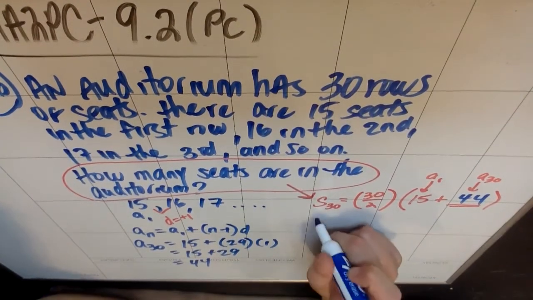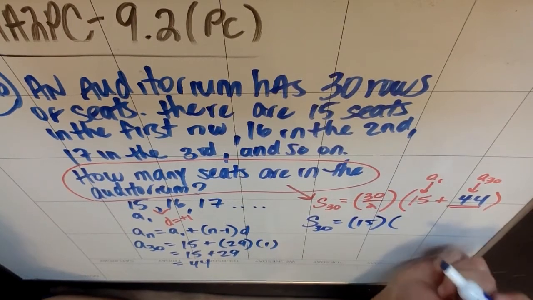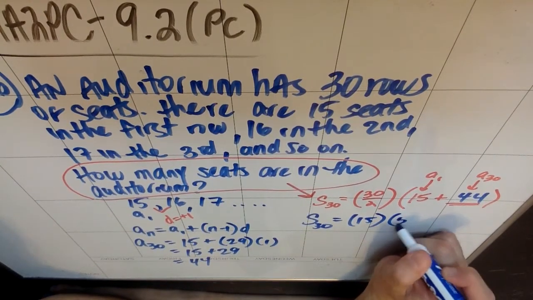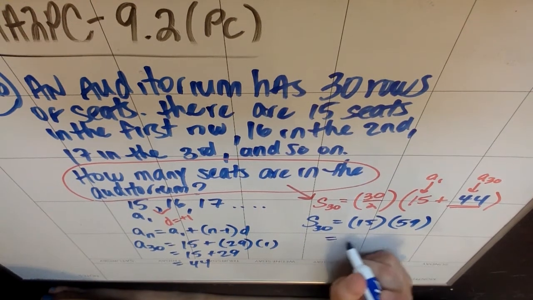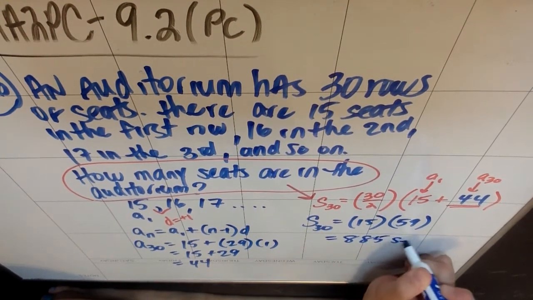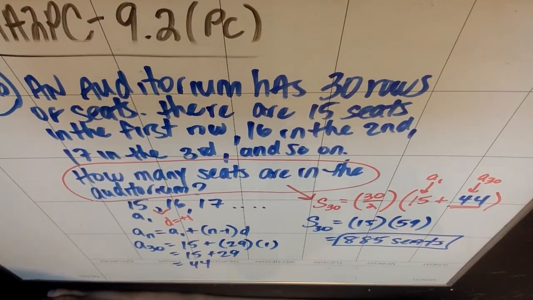So then my job is to say that the total number of seats is whatever 15 times 59 is. I'm not expecting you to do that by hand, so you're going to do 15 times 59 in your calculator, and you're going to get 885 seats in that auditorium. 885 seats.